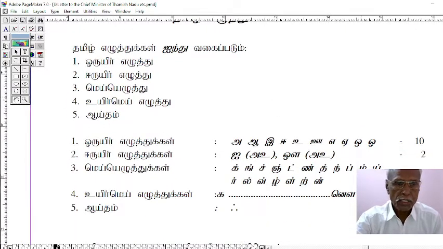These letters have been classified into 5 categories known as ஓருயிரெழுத்து, ஈருயிரெழுத்து, மெய்யெழுத்து, உயிர்மெய்யெழுத்து, ஆயுதம். That is, single vowel, double vowel, consonant, compound letters and special letters.